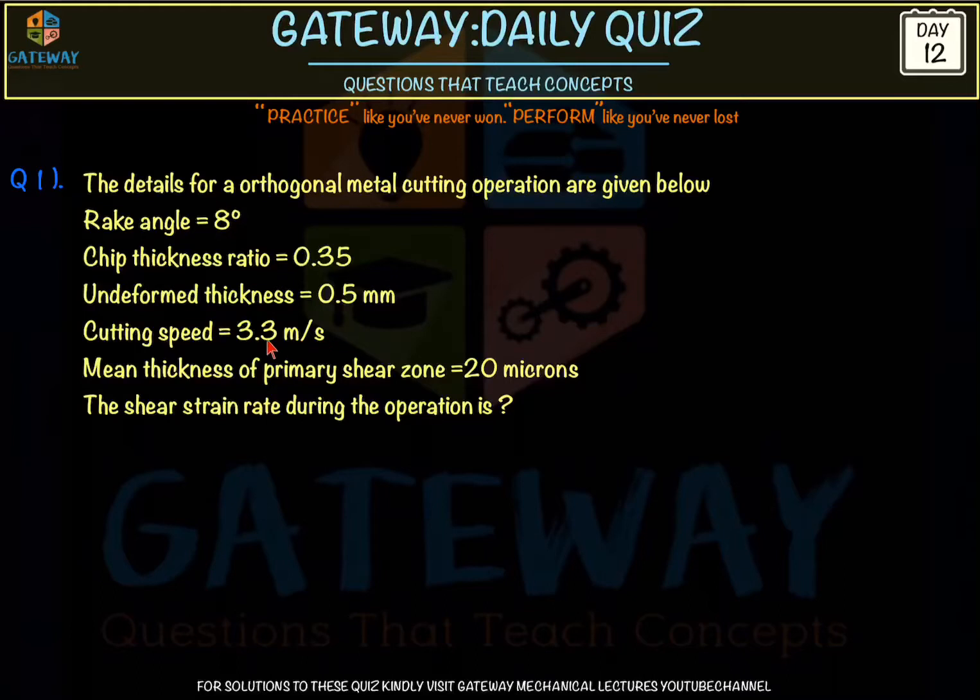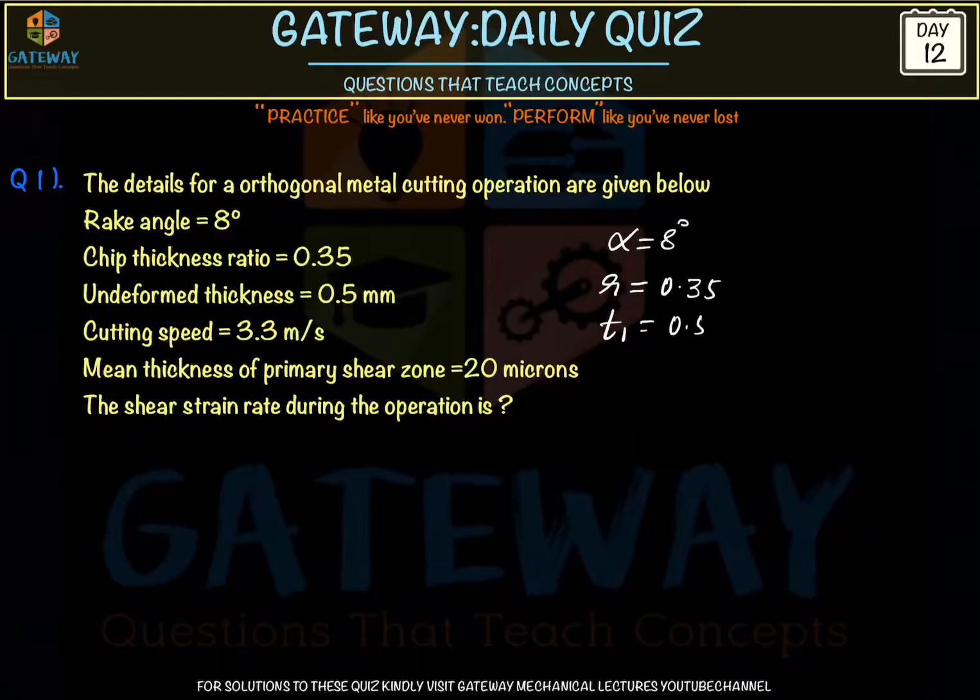Cutting speed is given as 3.3 meter per second, and the mean thickness of the primary shear zone is given as 20 microns. We need to calculate the shear strain rate during this operation. So in the question, the given data is alpha, that is rake angle, given as 8 degrees. Chip thickness ratio is generally denoted by R, that is given as 0.35. And the undeformed thickness is given as T1, equal to 0.5 mm. And the cutting speed is generally denoted by V, and it is given as 3.3 meter per second.